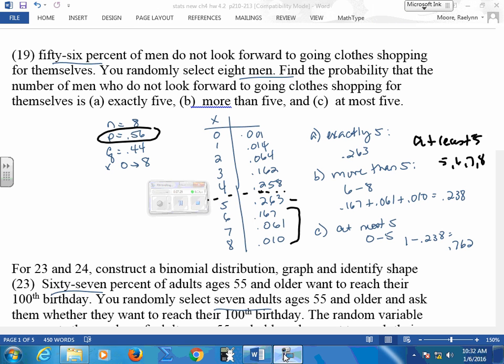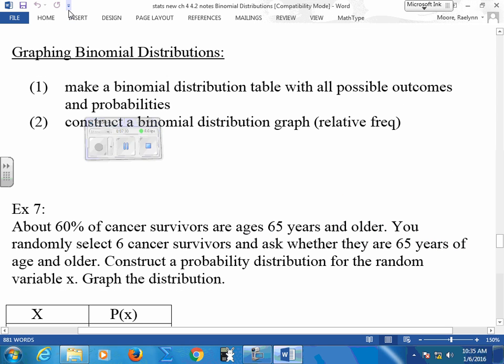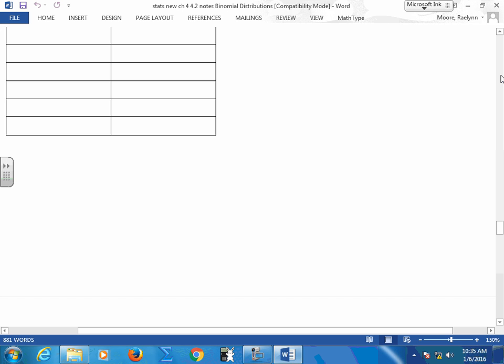Okay, good. So we're going to make your table with all your outcomes, and we're going to construct a relative frequency graph. But we're just going to say P of X on the side.